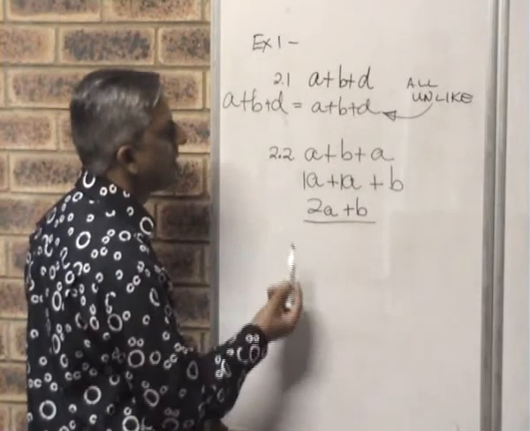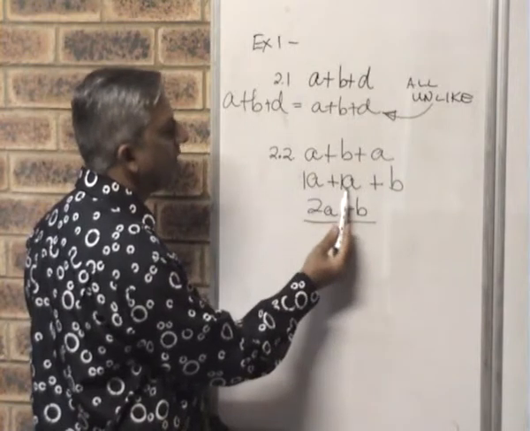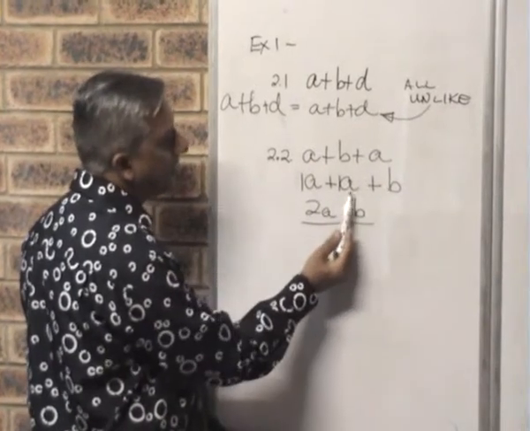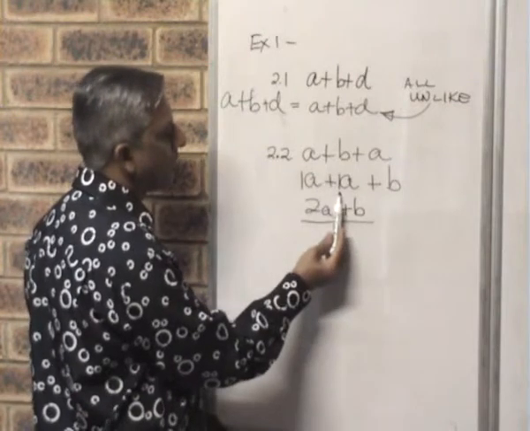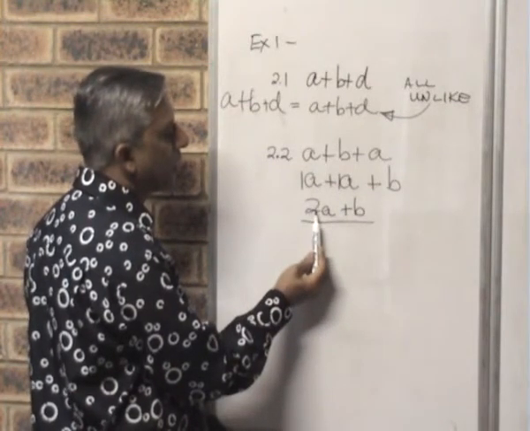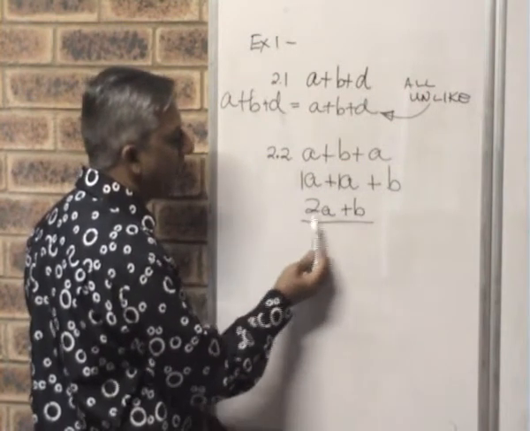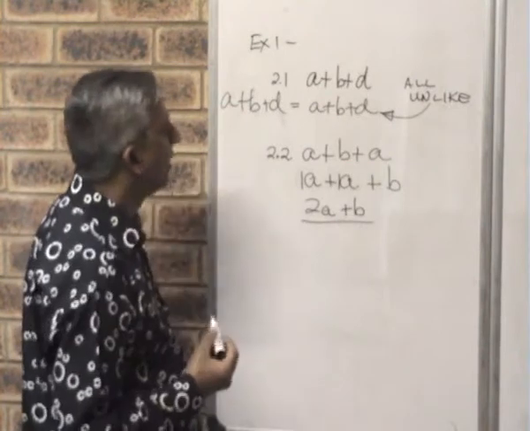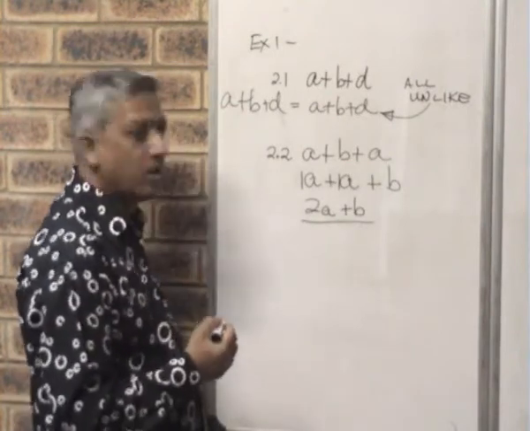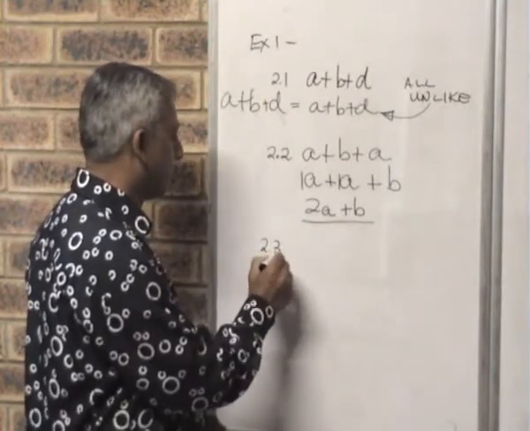Alright, so I'll just go through this example again. Group the like terms. There I have grouped them. Then you can add the like terms together. 1A plus 1A gives you 2A. And so the final answer is 2A plus B. 2A plus B cannot be added because they are unlike terms. Alright, so we'll move on to 2.3.